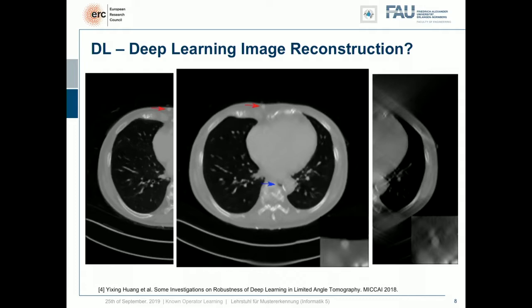The lesion is actually there, because it was in the input data, and the algorithm has never seen this lesion, and we still are able to reconstruct it. Well, it's just a single lesion, yeah? It's just some random test, yeah?